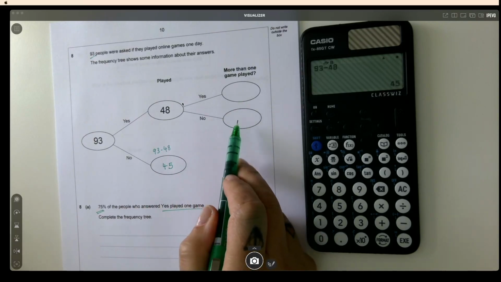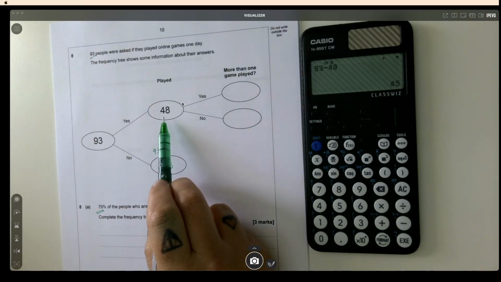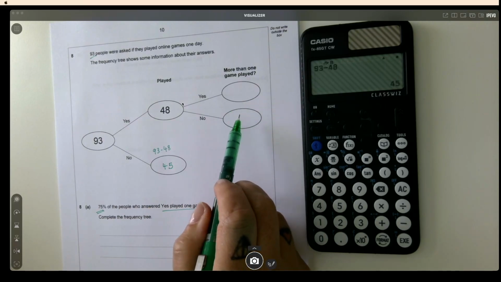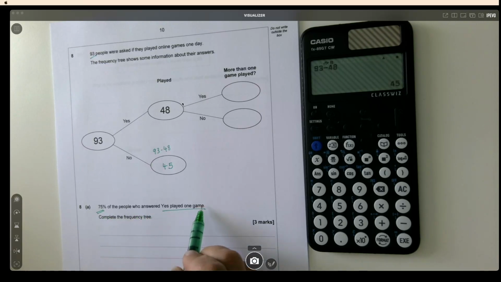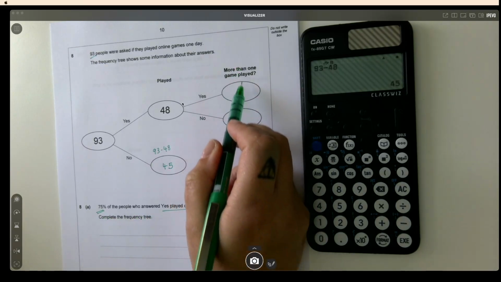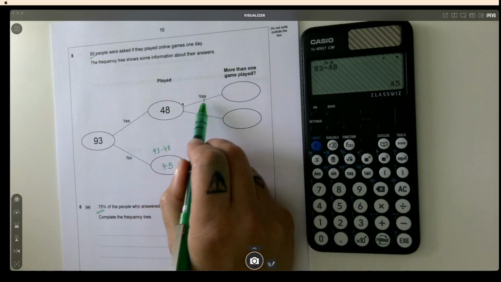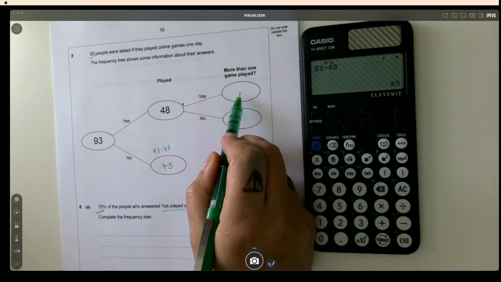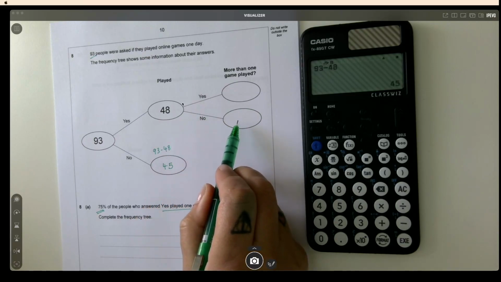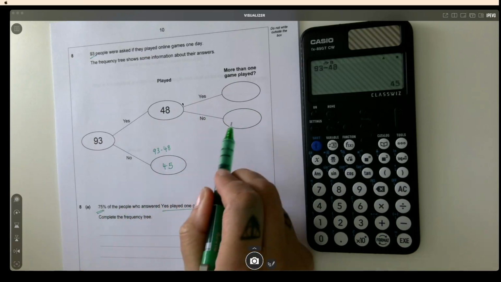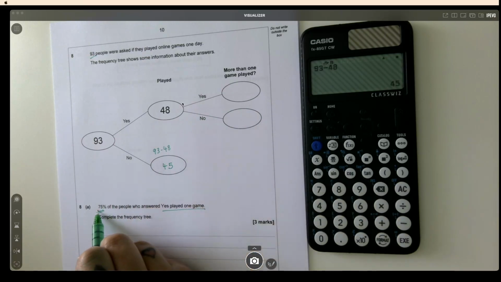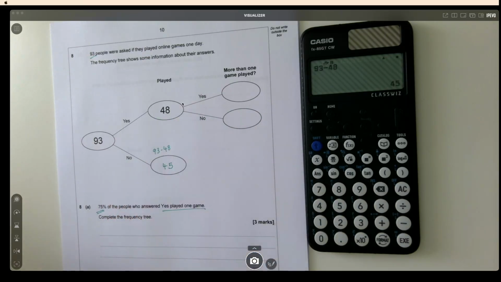Next, I need to fill these two. I know they need to add to 48, but I don't have any of them yet, which is where this statement is important. 75% of the people who answered yes played one game. So this is if they played more than one game. If they played more than one game, they're in this bubble. But if they only played one game, they're in this bubble. So that's 75% of these people in that bubble, and it's 75% of 48.